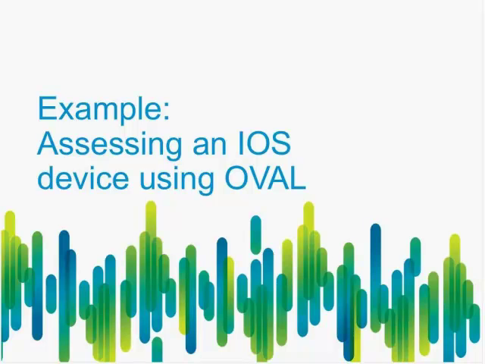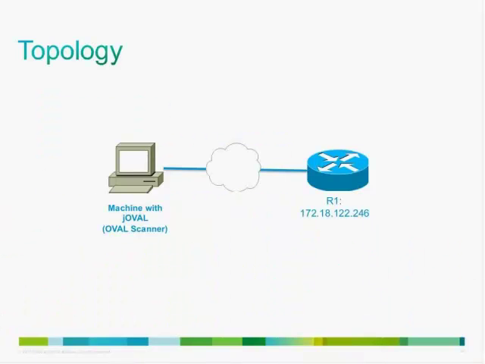Okay. Now, the next section is probably what you have been waiting patiently for: an example of how you can actually do an assessment on an iOS device using OVAL. For my example, I will use a very high-level, simplistic topology. I'm going to have a machine running an OVAL scanner, in this case Jovel, the open source tool that I mentioned before.